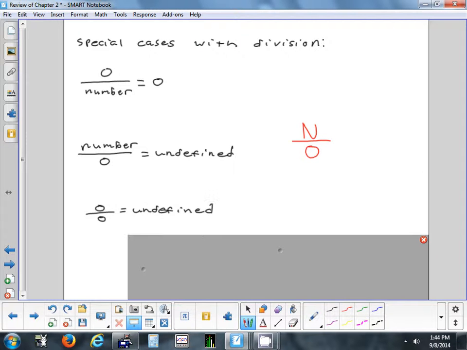Okay, and then the last one. 0 divided by 0, there's really no trick to remember it other than use the trick you had before. If you've got a 0 in the bottom, the answer comes out undefined. 0 in the bottom, answer comes out undefined. 0 in the top, the answer comes out to 0. Any questions? Those are just special cases you just have to remember.